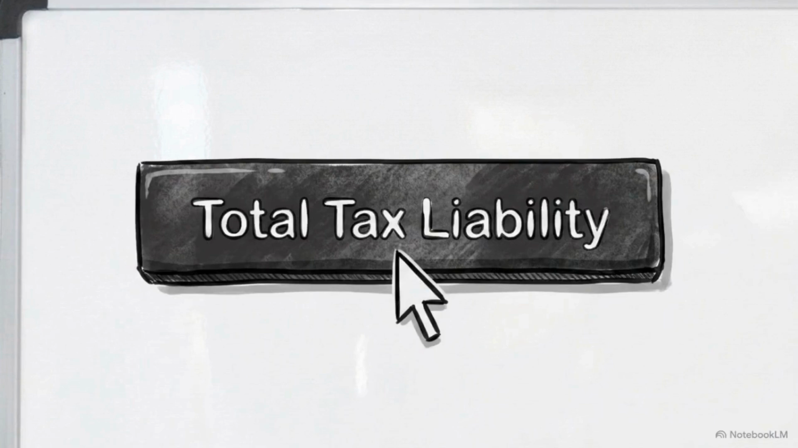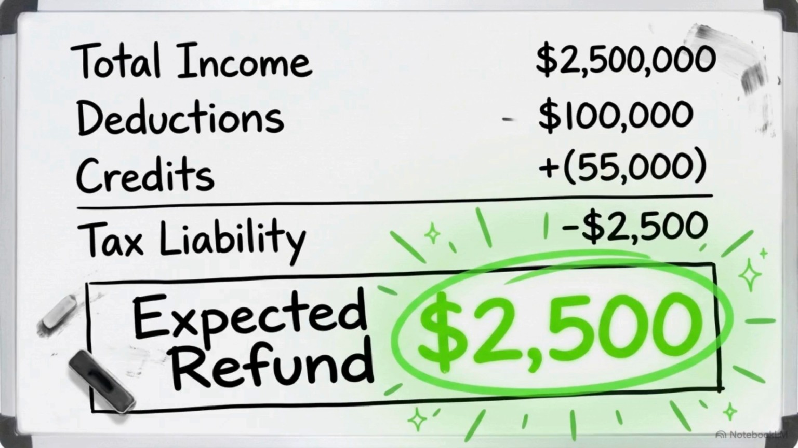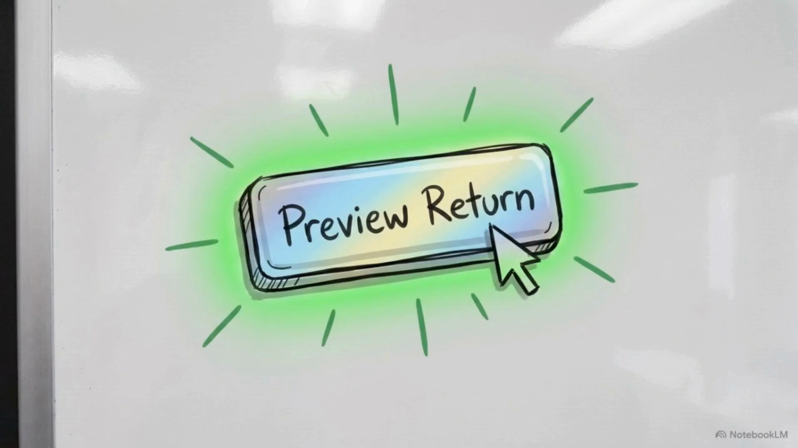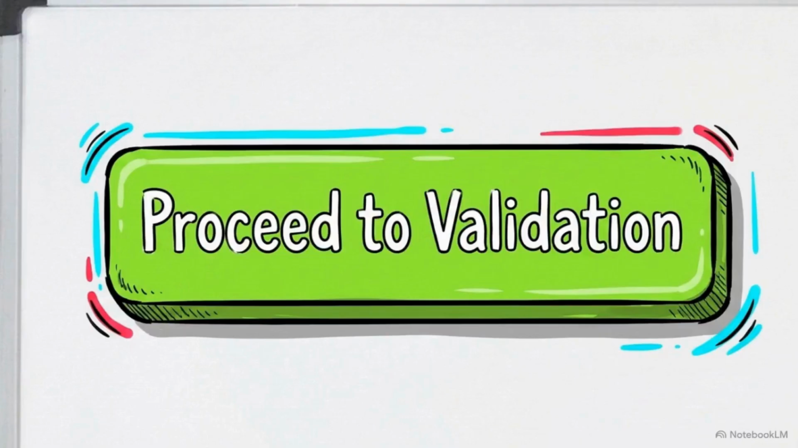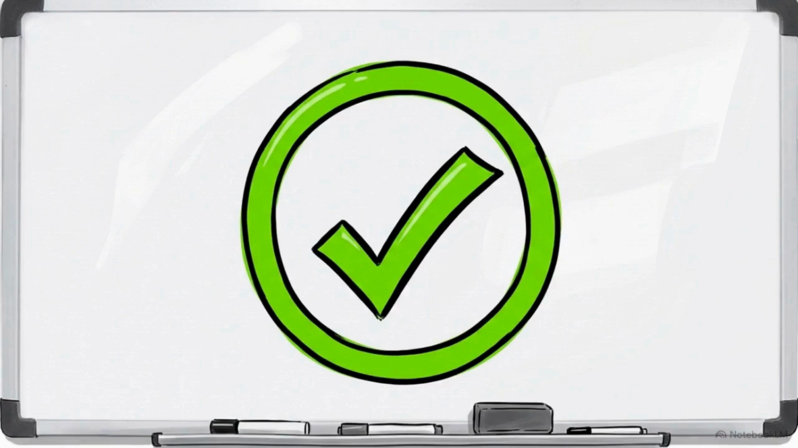This commands the system to calculate your final math, displaying your final amount payable or your expected refund. To finalize, click Preview Return. Scroll to the document's bottom, check the mandatory declaration boxes, and hit Proceed to Validation. Once the portal confirms your validation is successful, you reach the critical final step.